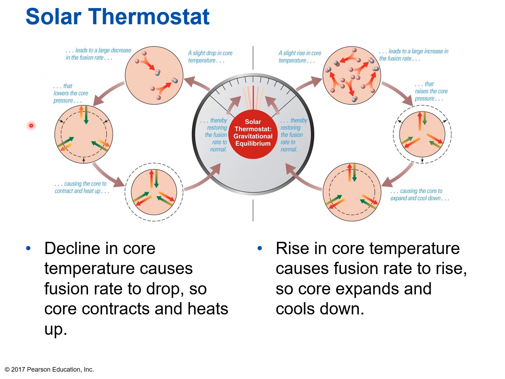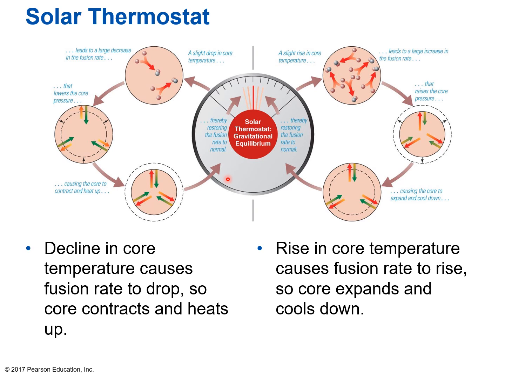Remember, pressure, look at those red arrows, is what pushes out against gravity, and there needs to be that gravitational equilibrium. So now there's lower core pressure because there's less fusion. And that means gravity is going to crush the core in more. So it causes the core to contract and heat up, thereby restoring the fusion rate to normal. So if there's a tendency, for whatever reason, for the core of the sun to get a little too cool, that process will happen.